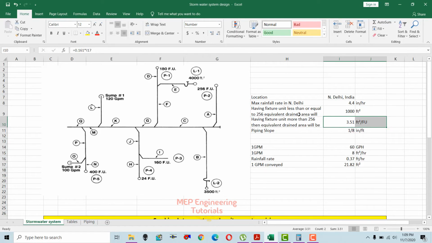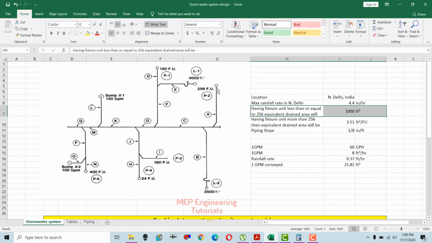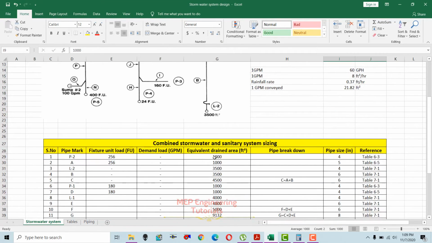If you have less than or equal to 256 fixture units, then by this procedure you get 1000 square feet of drained area. Since we have 256 fixture units here, we are going to use this 1000 square feet area. You can see that the equivalent drained area is 1000 square feet.